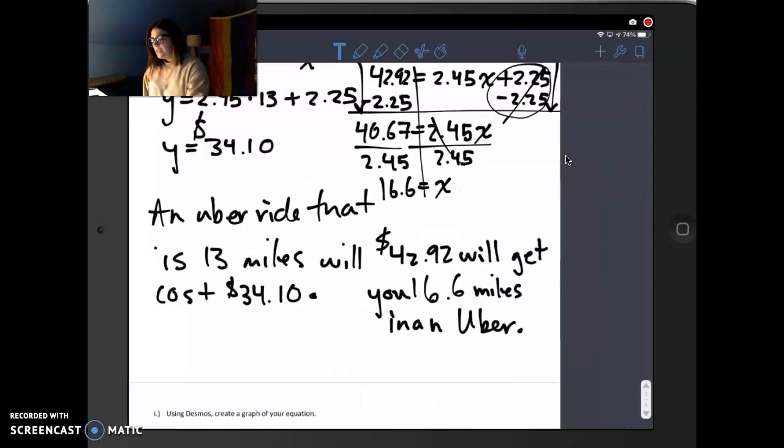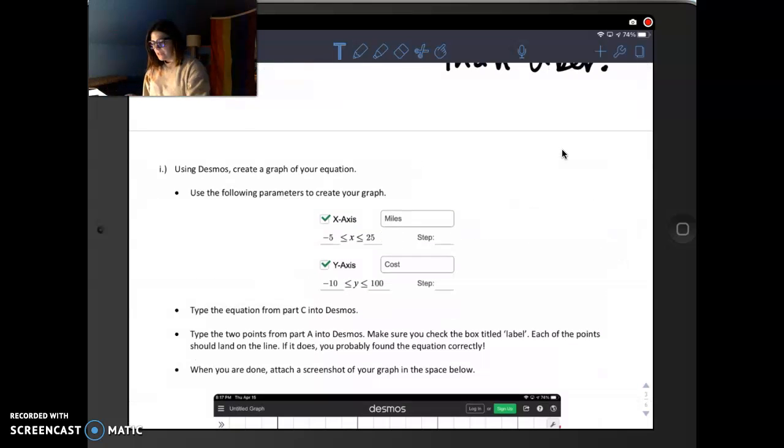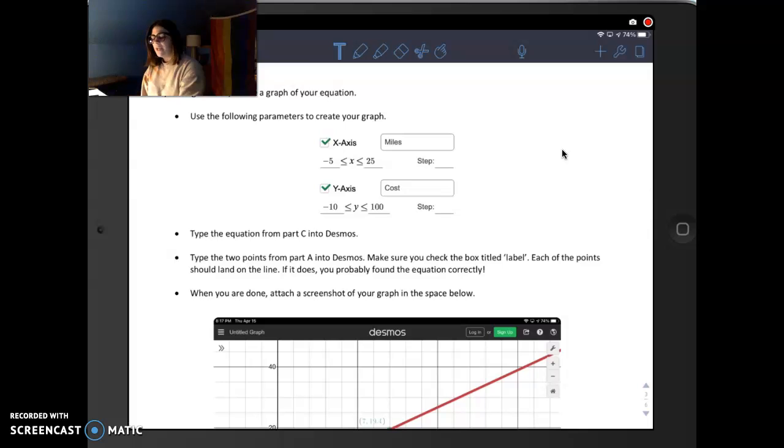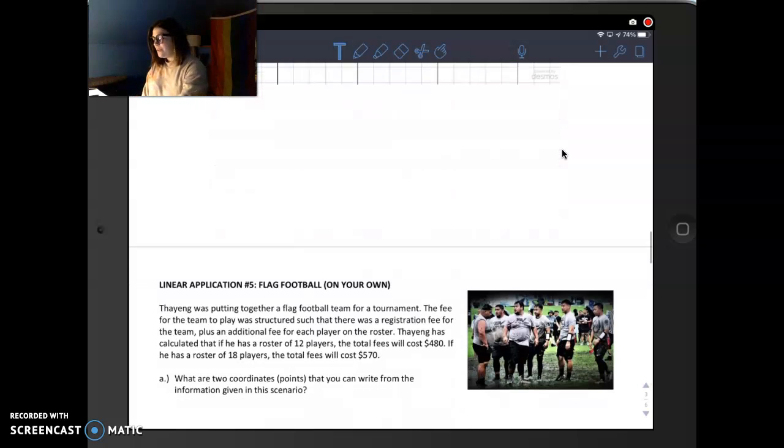Looking down at the next question, remember you're going to enter your equation into Desmos. You're going to click the wrench and put in these parameters for x and y. You're going to put in the points from part A, and you're going to tap on the x-intercept and the y-intercept and enter in your graph to check your answer. Good luck, you guys, on the next question, number 5.